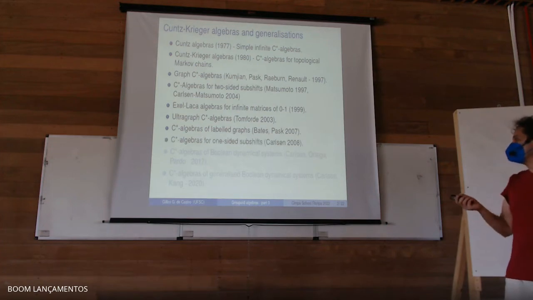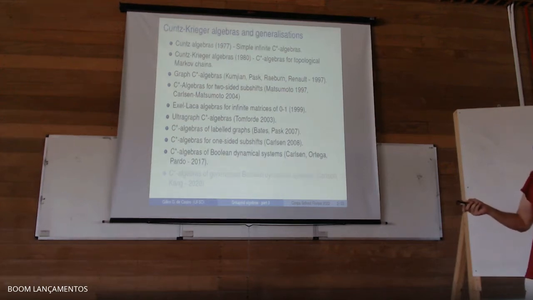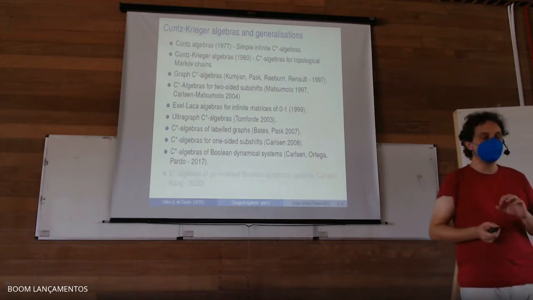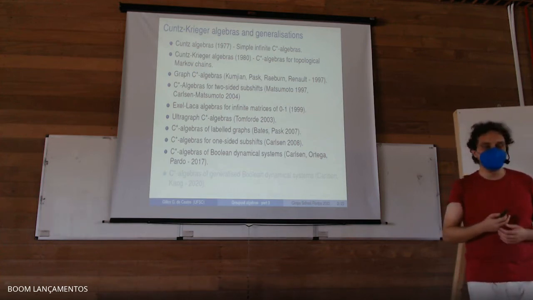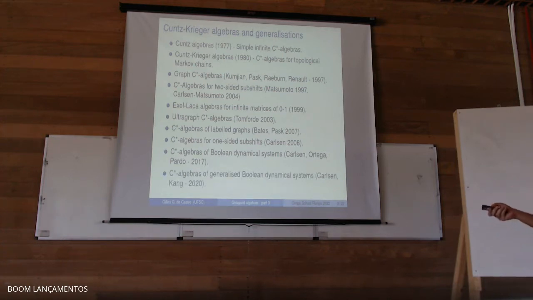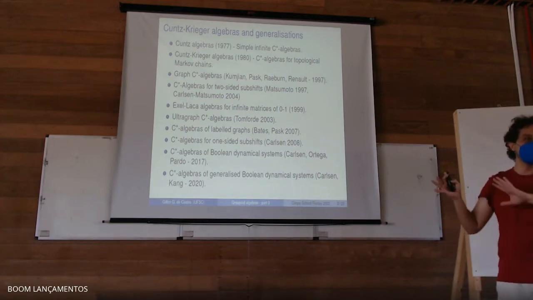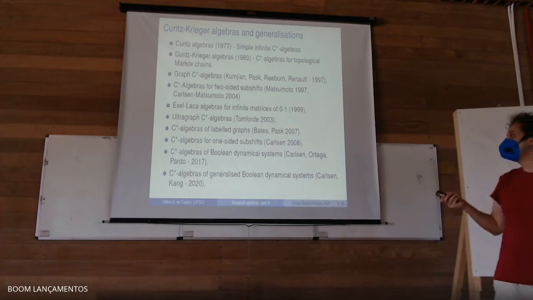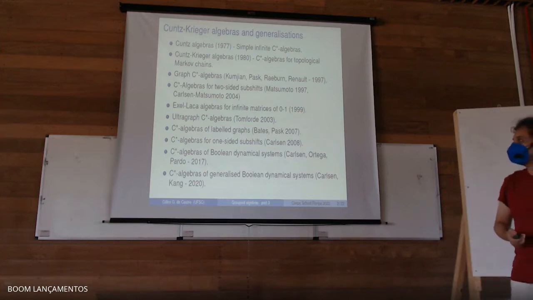And then you can consider also one-sided subshifts. And then you can go for Boolean dynamical systems, because we're going to talk a little about this when we talk about these labeled graph algebras. There's a Boolean algebra that is going to play a really important role, and the dynamics can be seen as a dynamics on the Boolean algebra. And there are a little bit more general, these generalized Boolean dynamical systems. But this is the picture, and this is just a part of all the algebras that have been defined since the Cuntz algebra. There are other things like separated graphs and all other stuff.